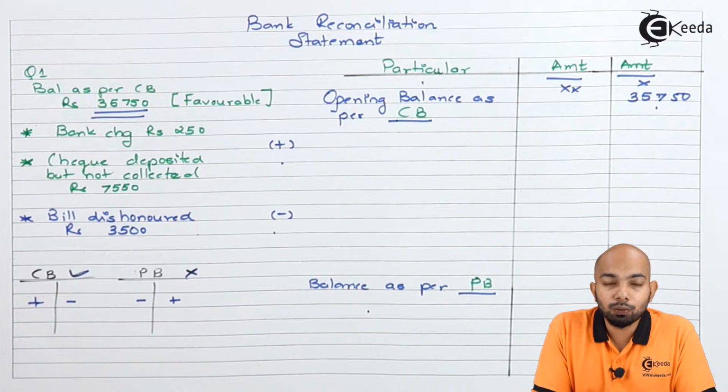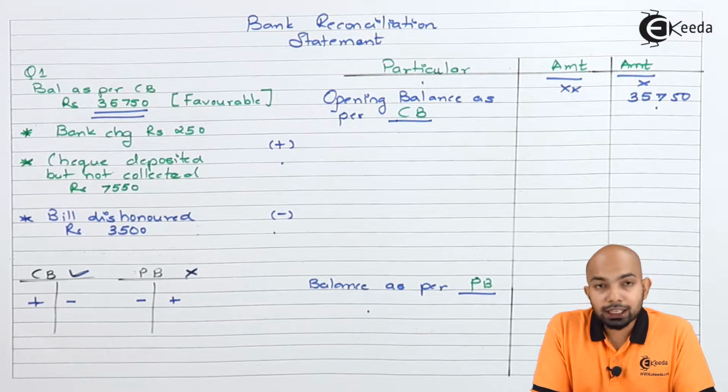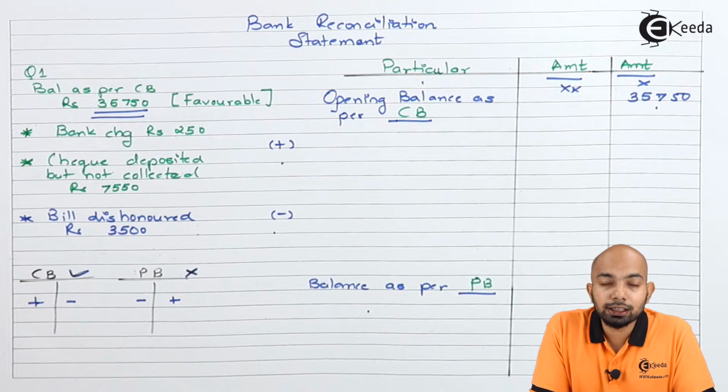So the first transaction we read is bank charges which has been debited to the account, rupees 250. Now, as we defined earlier in the time gap category and the errors committed by the human, bank charges is something which has already been mentioned in the passbook. That means this specific transaction will be first recorded in the passbook and not in the cash book. So any effect has to be shown in the cash book later on. However, the effect has to be shown in the passbook at the first instance.